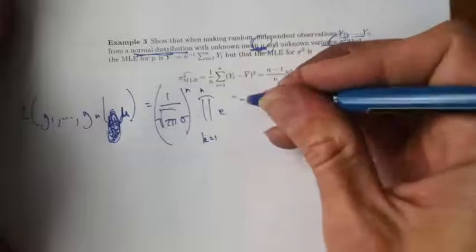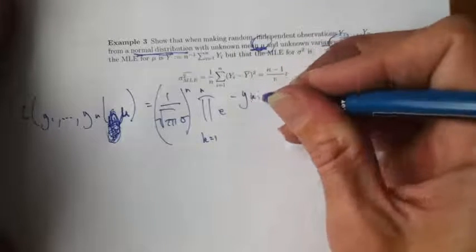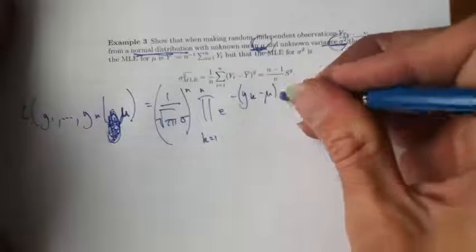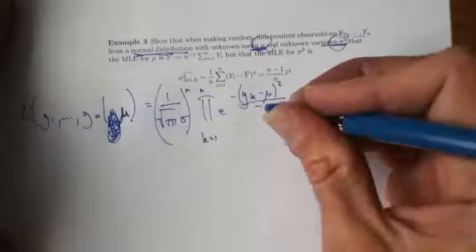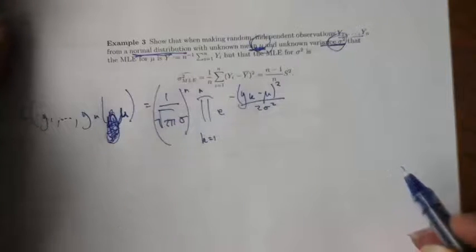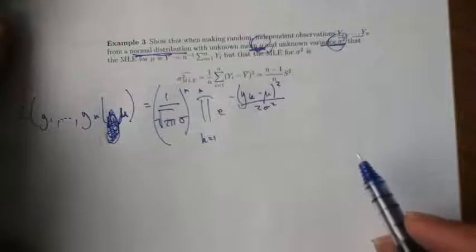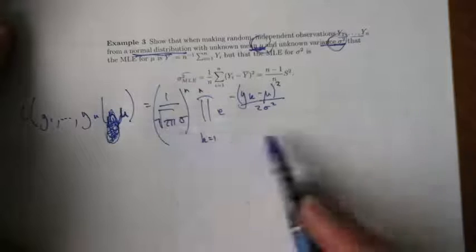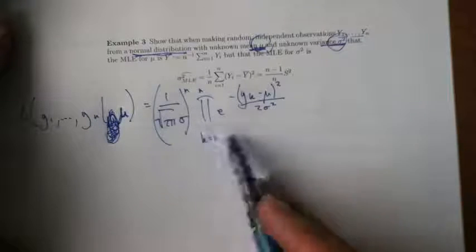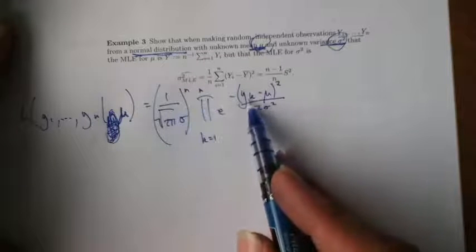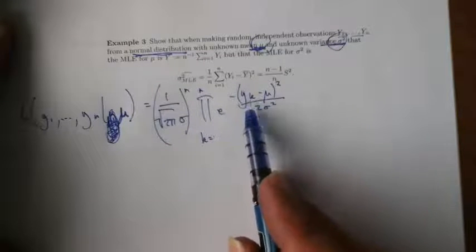e raised to the negative, what's the formula? (yk minus mu) squared all over 2 sigma squared, right? Okay. Just using the density function for a normal with mean mu and variance sigma squared. Really, all this is just the density function, multiplied n times, but subbing in the actual observation values there for the variables.